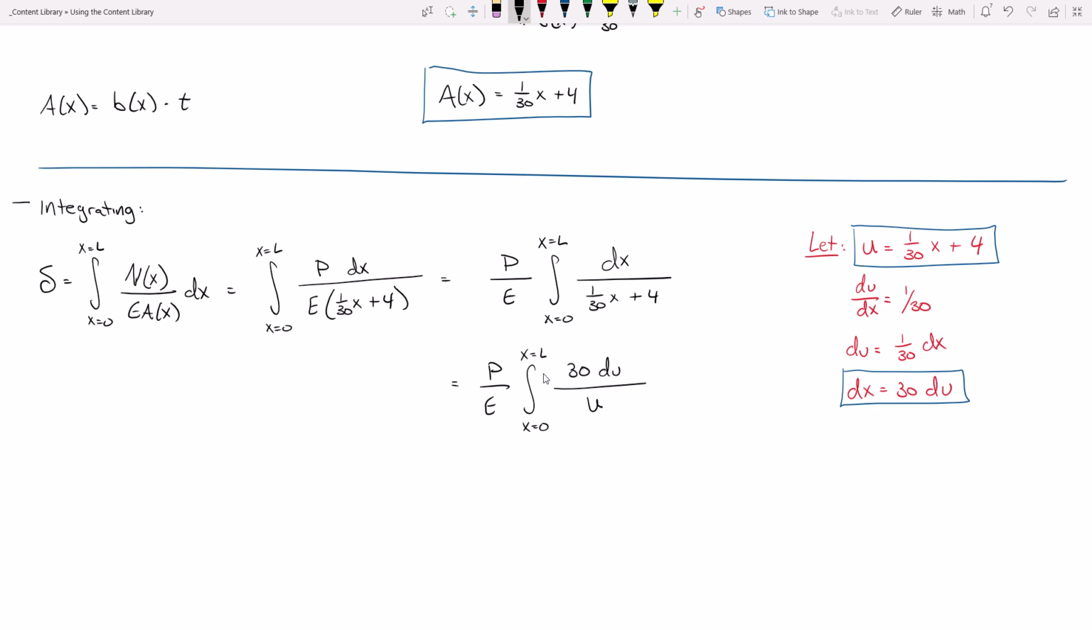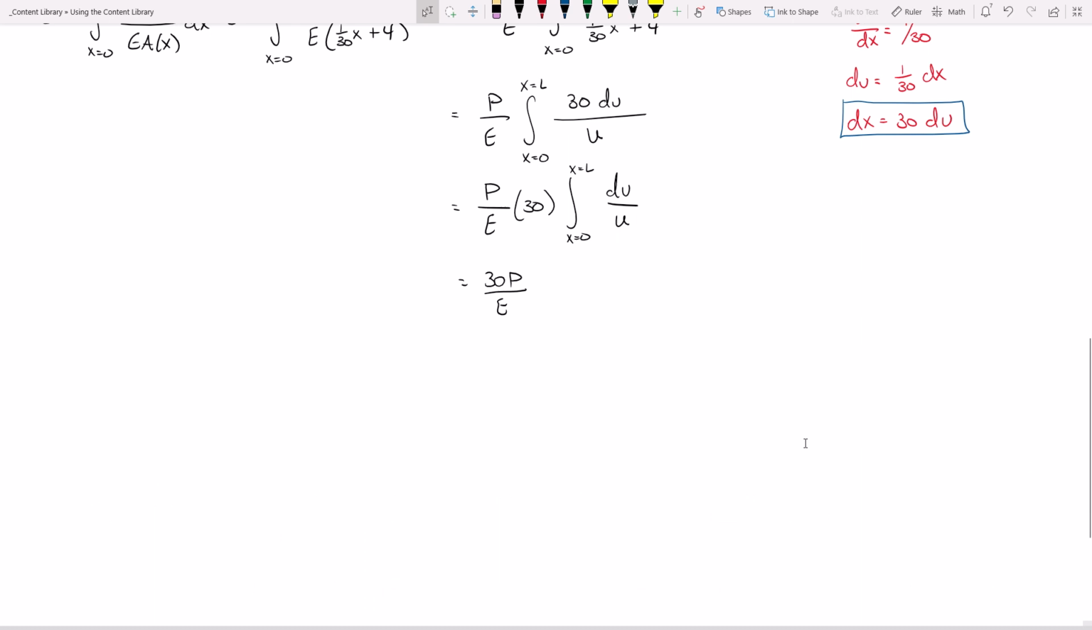So what we're going to do is we're going to say, all right, now we need to integrate this. So if I factor out the 30, I have the integral of du over u. Does anybody remember what the integral of 1 over x is, or du over u? Natural log. The natural log, right. So now what we're going to have is 30P over E, right? Let me scroll down, because I'm crouching here a little bit. So now what we're going to have is the natural log of u, evaluated from x equals 0 to x equals L. But what I'll do is now I'll just resubstitute.